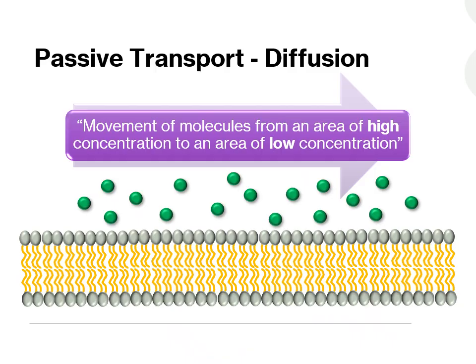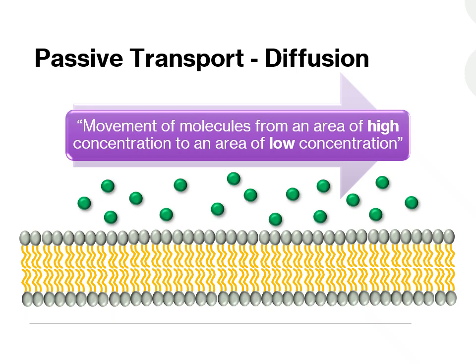We're going to look at a few different mechanisms of transport across the plasma membrane, and we're going to start with the simplest, diffusion. This is a type of passive transport in that the cell does not need to expend any energy to make this happen. The energy is provided by a concentration gradient.